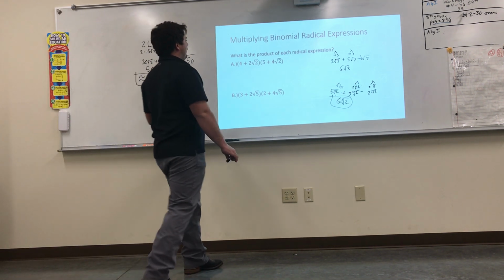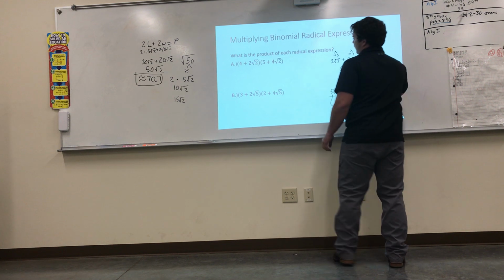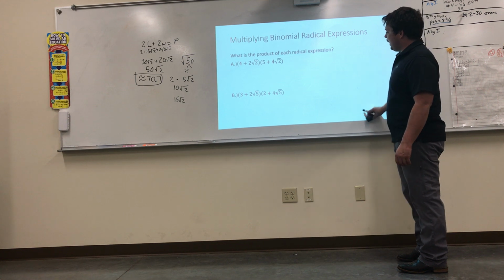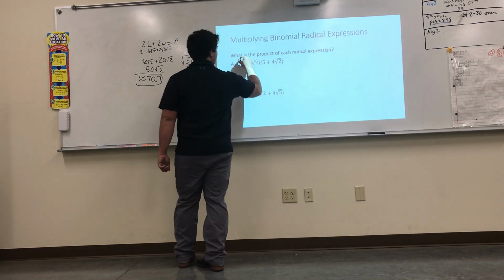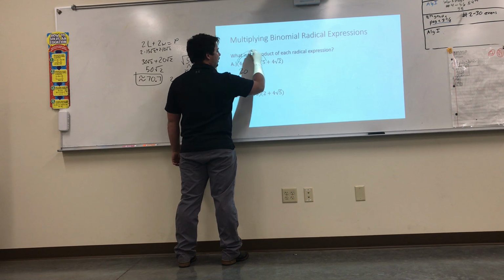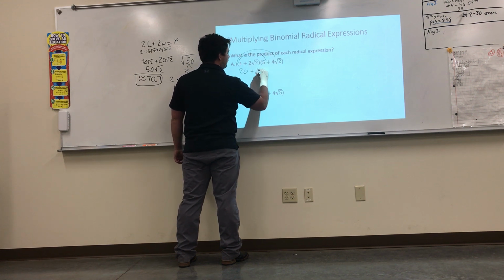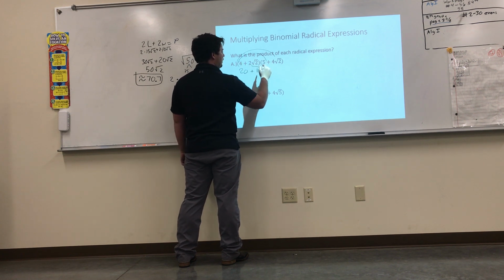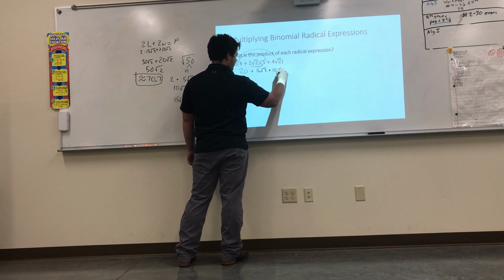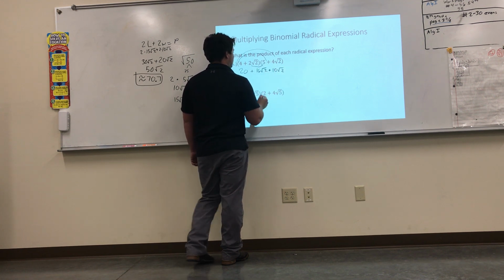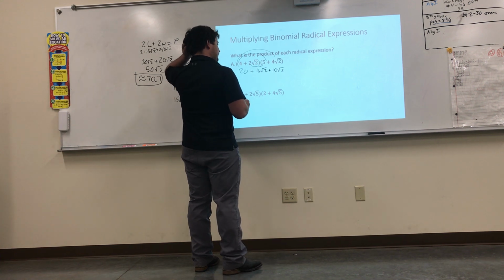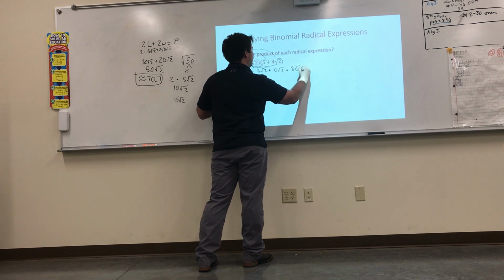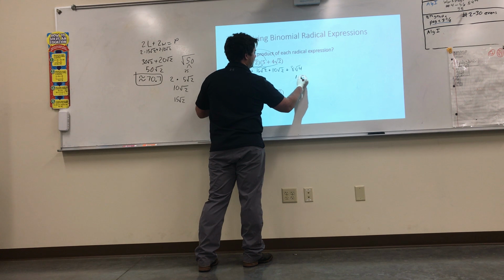Alright. What is the product of each radical expression? We're multiplying binomials. I would probably just go by FOILing this. We get 20. Alright, FOIL again, we're going to get plus 16 square root 2. Alright, now we're going to do inside. So we're going to get plus 10 square root 2. Then we're going to do last, which is going to get us 8 square root 4, which actually can simplify down, and it would be 16.